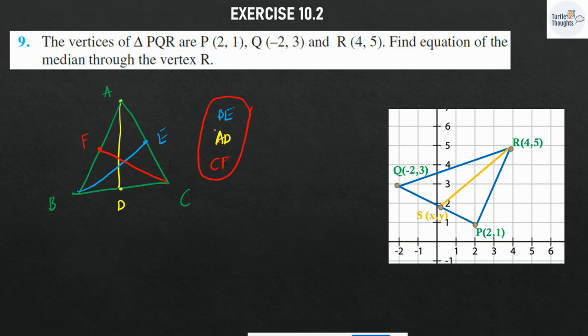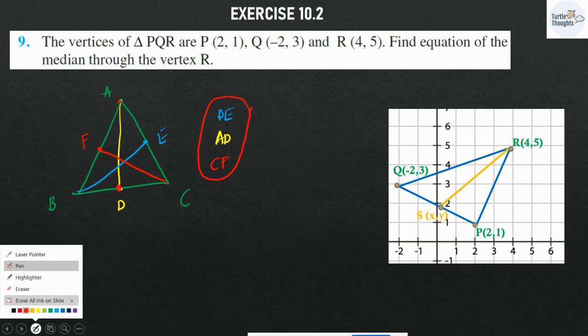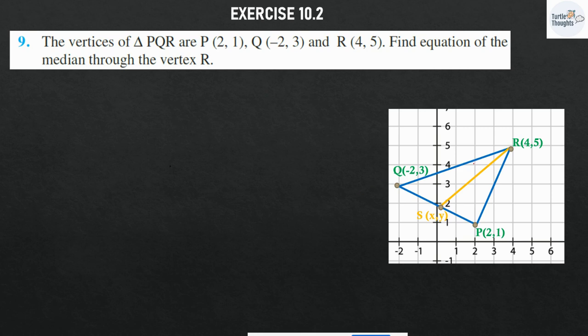So a median is a line drawn from any one vertex of a triangle to the opposite side such that it connects the midpoint of the opposite side. Is that clear? Now let us go back to the question.